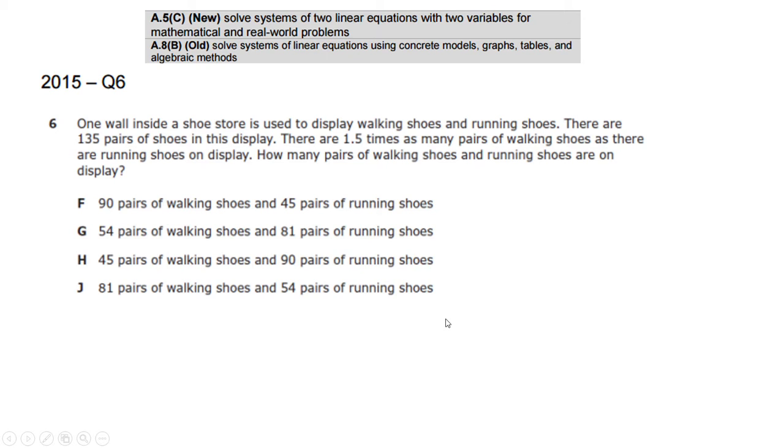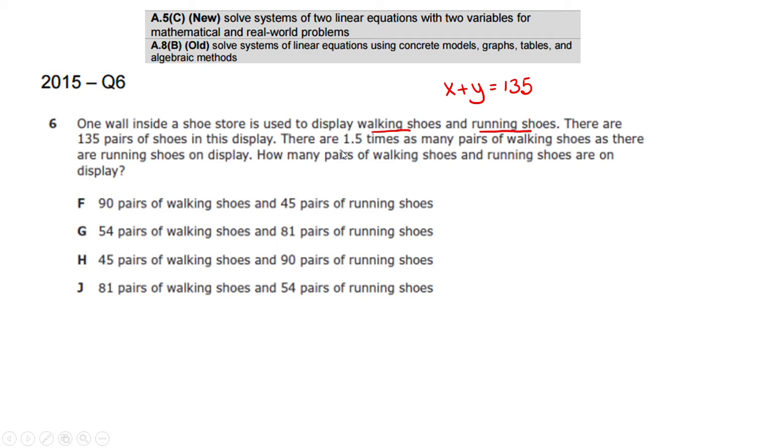Another STAAR question. This one's talking about a wall inside of a shoe store used to display walking shoes and running shoes. So there are 2 variables right here, either X and Y, or call this W and R. Now it says in the second sentence there are 135 pairs of shoes in this display. So the first 2 sentences go together. So that means we're going to have X plus Y equals 135.